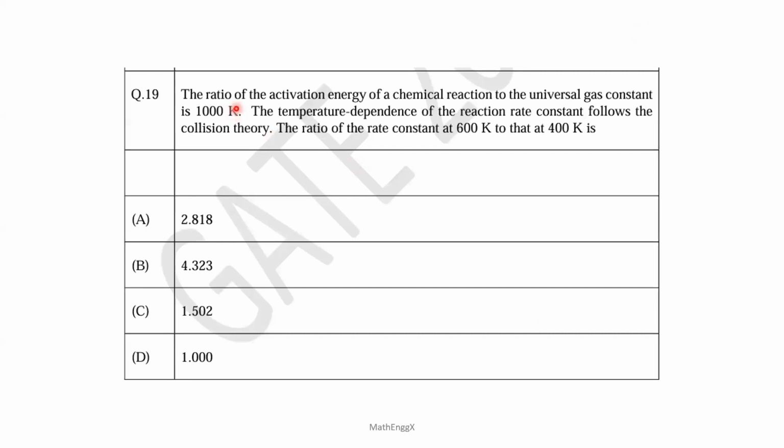The question says, the ratio of activation energy of a chemical reaction to the universal gas constant is 1000 Kelvin. The temperature dependence of the rate constant follows the collision theory. Find the ratio of rate constant at 600 Kelvin to that of 400 Kelvin.